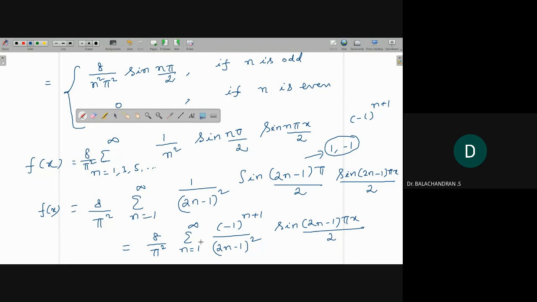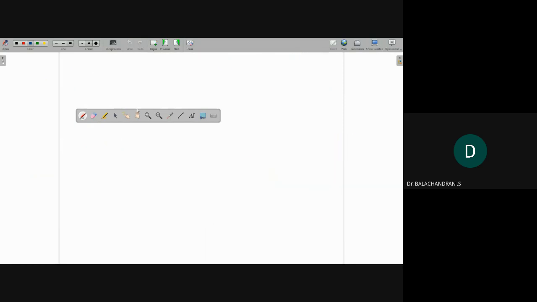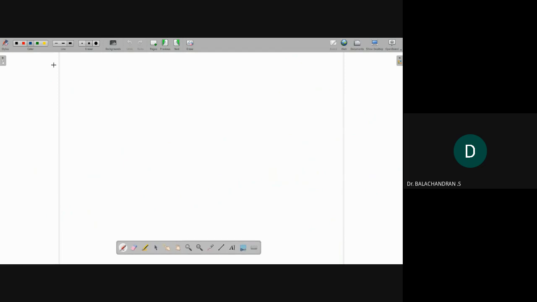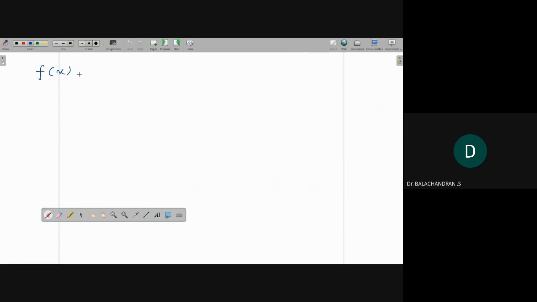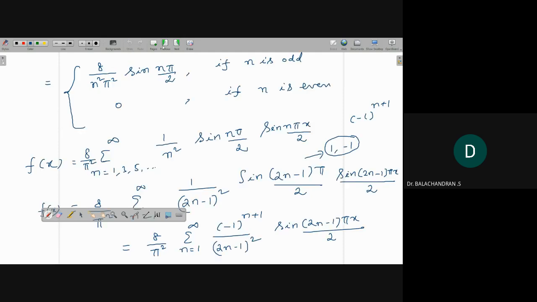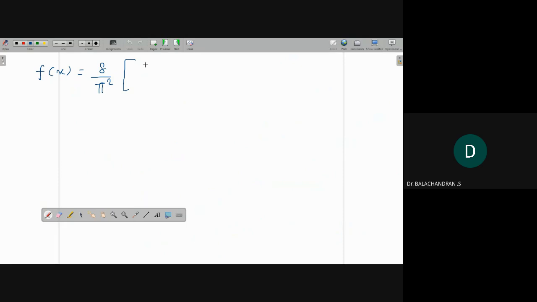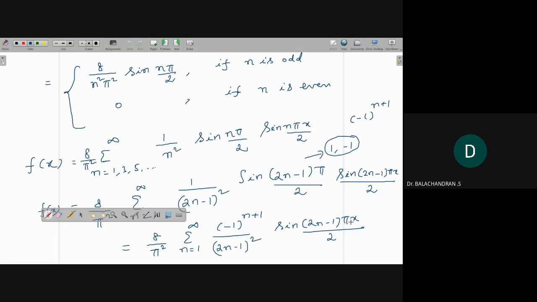So I will write one more step. That is the last step. Please tell, I think this is enough. Substitute n equal to 1, 2, 3, so at least I want to write 3 terms. Please tell, when n equal to 1, what is it? When n equal to 1, this is 1 by 1 square, here sine pi x by 2.